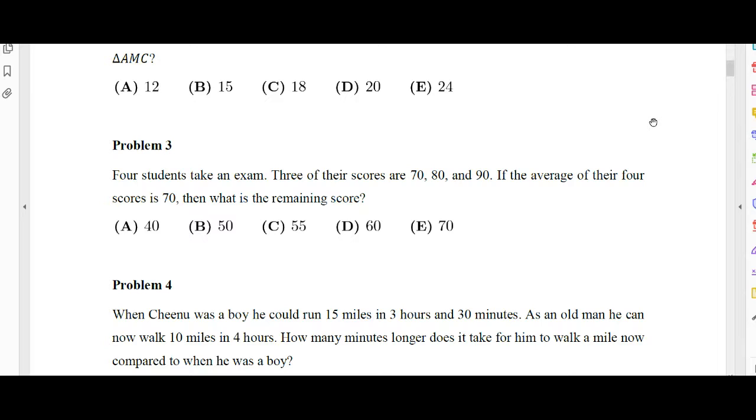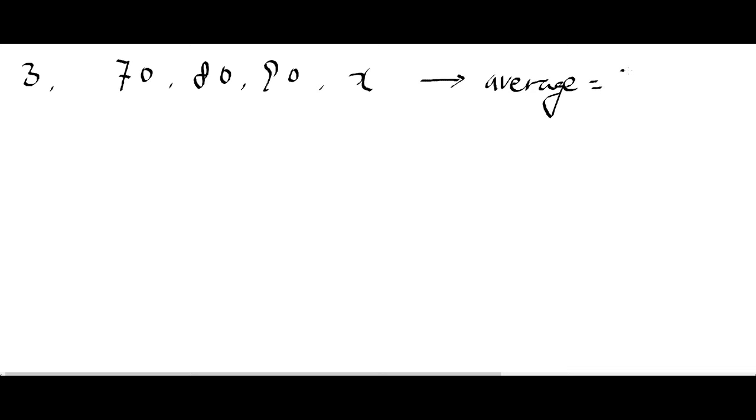Square of the fourth test, right? Which is 70. But they gave you the 3 squares: 70, 80, 90. And then they just ask what is the remaining square. That's number 3. First 3 test squares are 70, 80, 90. But we don't know the first test, so I just put x, okay? And make the averages, right? Was it 70? Yes, they said 70, okay?